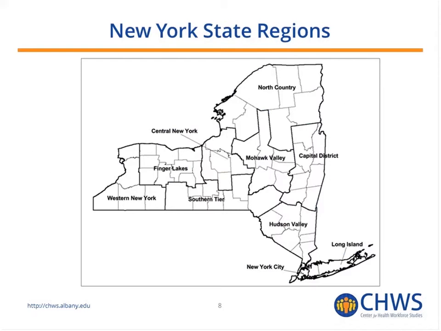Okay, so New York State regions. Just for your edification, here are the Labor Department regions in New York. New York City has the 5 boroughs: Queens, Manhattan, the Bronx, Brooklyn, and Staten Island. You can see Long Island to the right of that, which is Nassau and Suffolk County. The reason we're showing you this is because we're going to refer to regions as we do some of our analysis.